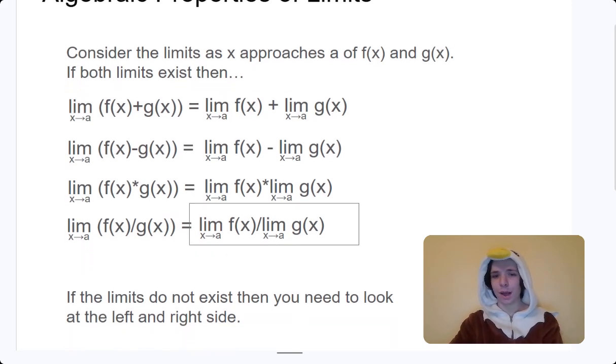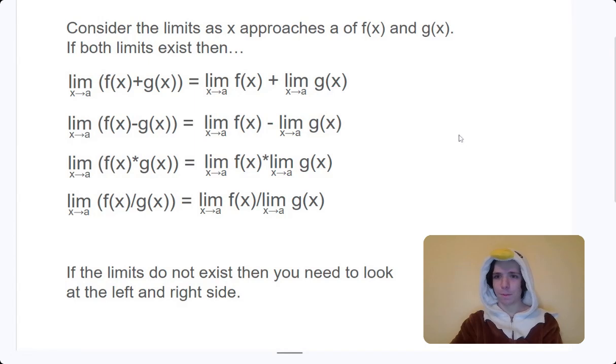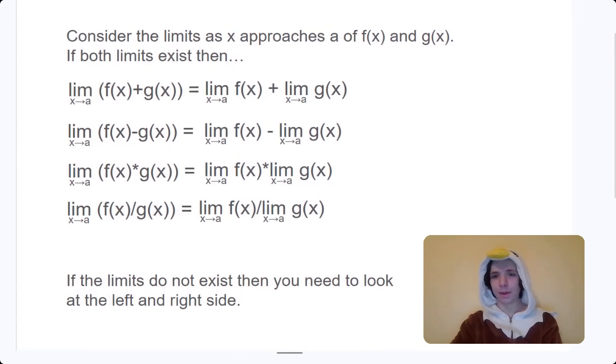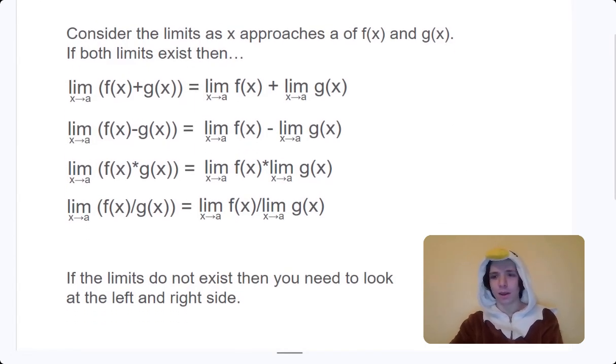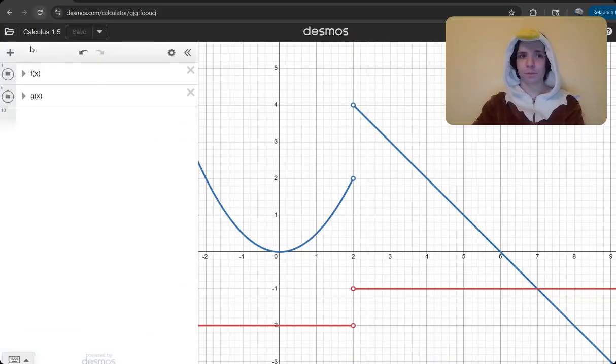But then sometimes the limits don't exist. And you might think that if the limits of f of x and g of x don't exist, then the whole limit of any of these won't exist. But that's not necessarily true. Let's look at this example right here. So right here we have f of x and g of x, and we would want to find the limit as x approaches 2 of f of x times g of x.